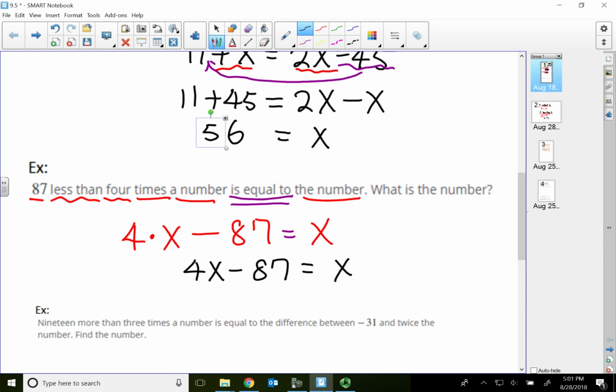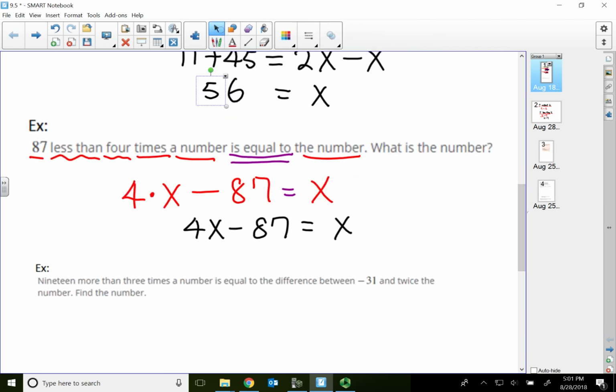So instead of saying it like that, the way the language is worded in algebra would be 87 less than 4 times the number is equal to the number. Okay, that's the way we actually say it.